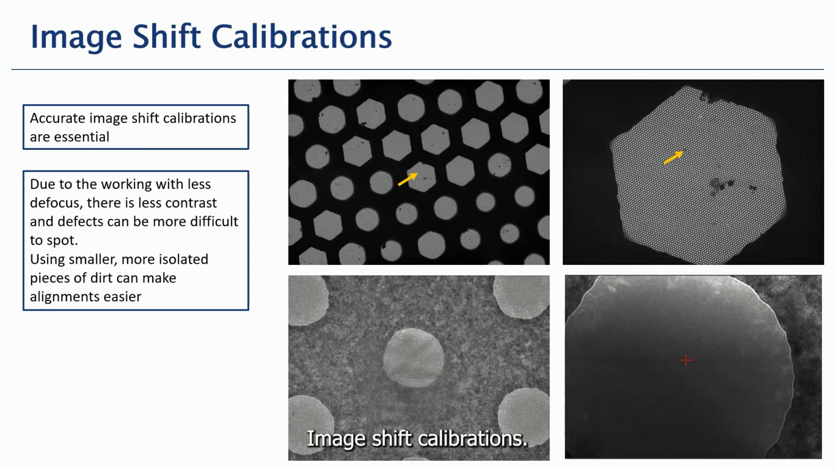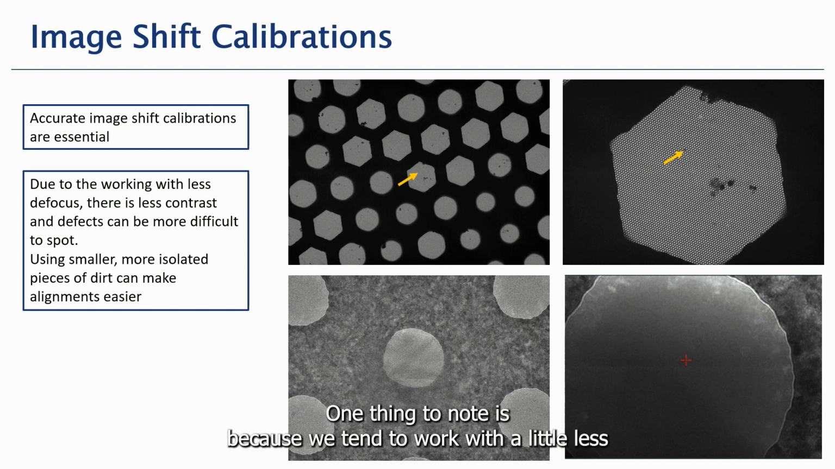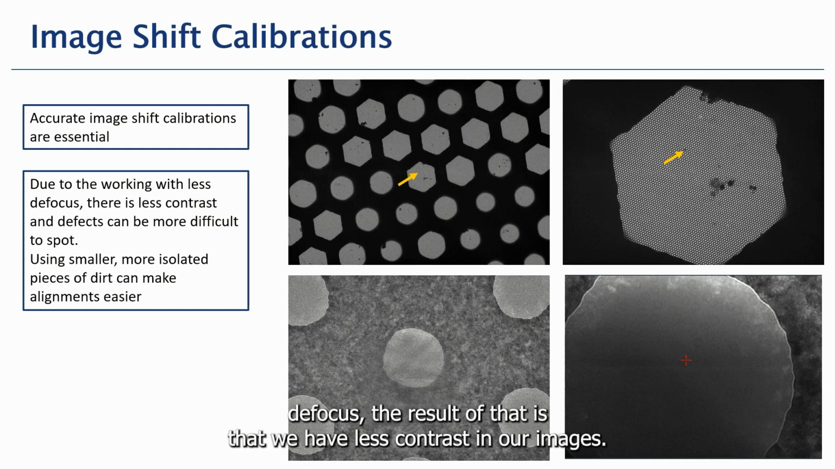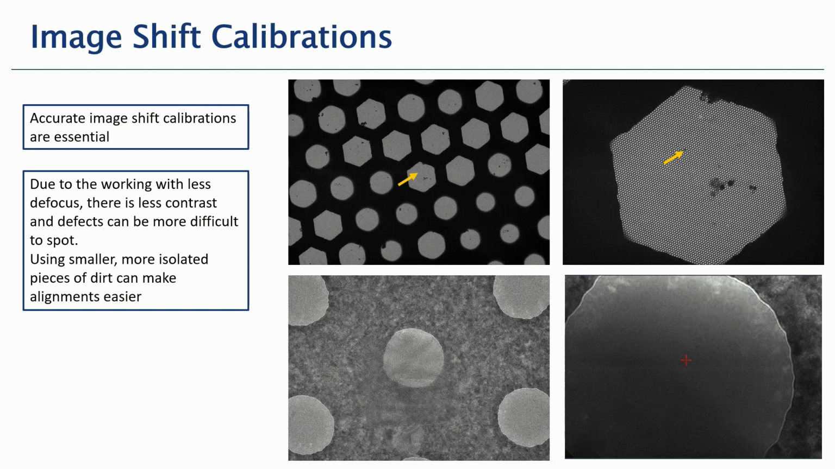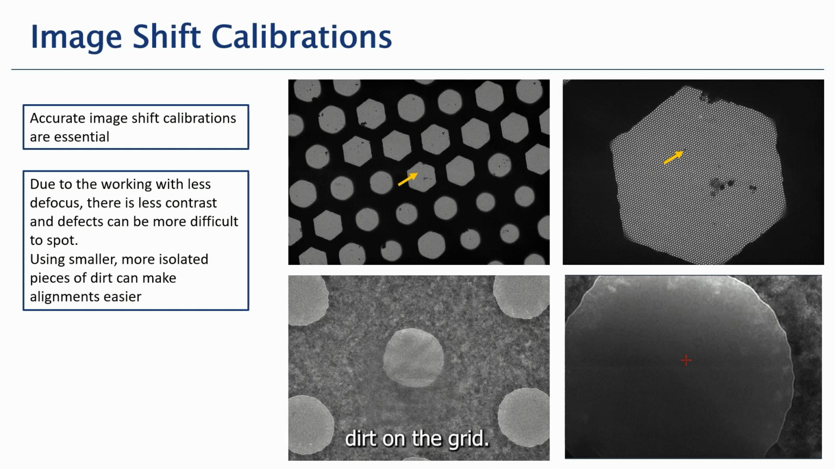Image shift calibrations, these are really important, and we have found that they need to be absolutely spot on. One thing to note is because we tend to work with a little less defocus, the result of that is that we have less contrast in our images. And so it can be slightly harder to find features on the grid. Because of this, what I tend to do is find more isolated bits of dirt on the grid, and I find it's easier to find these.